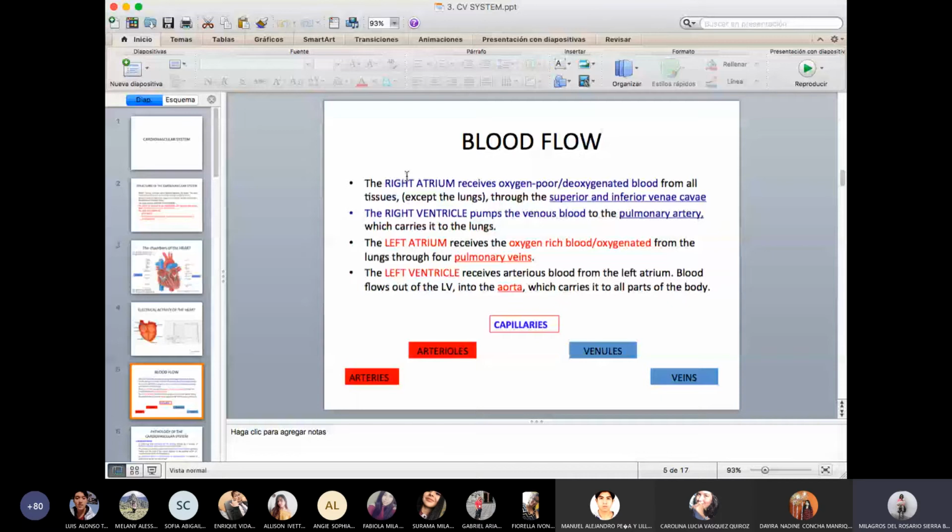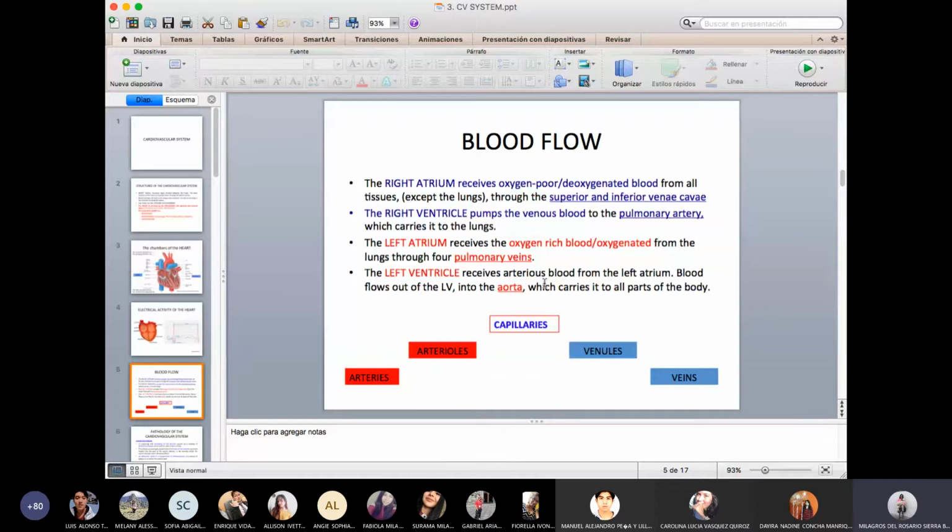You know this from anatomy. The right atrium receives the deoxygenated blood from all the tissues except the lungs, and it goes through the superior and inferior vena cava. And the right ventricle pumps this venous blood to the pulmonary artery that goes into the lungs. And then the left atrium receives the oxygenated blood through the four pulmonary veins, and then it goes to the left ventricle that pumps the blood through the aorta.